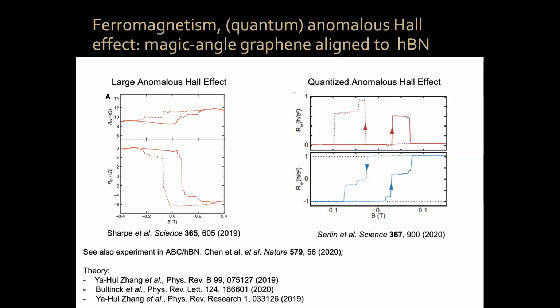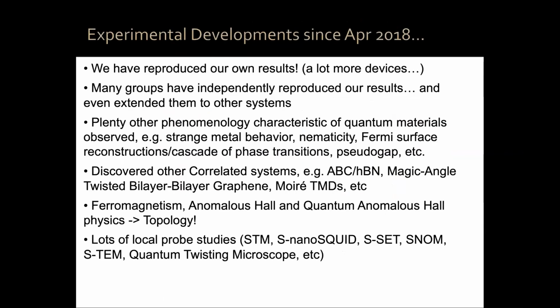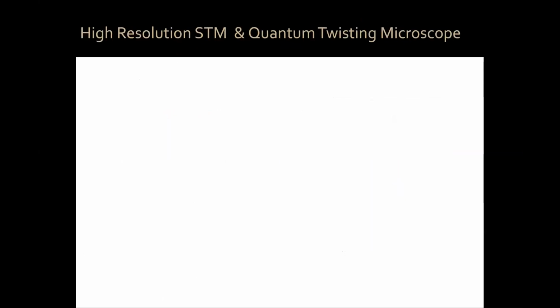Okay. So lots of local probes have been used now, which gives us microscopic visualization of what's going on with these Moiré patterns and so on. It started with scanning tunneling microscopy, but also scanning nanoSQUIDs, scanning single electron transistors, scanning near-field optical microscopy, scanning transmission microscopy. Now there is even something called the quantum twisting microscope. So let me highlight two results.